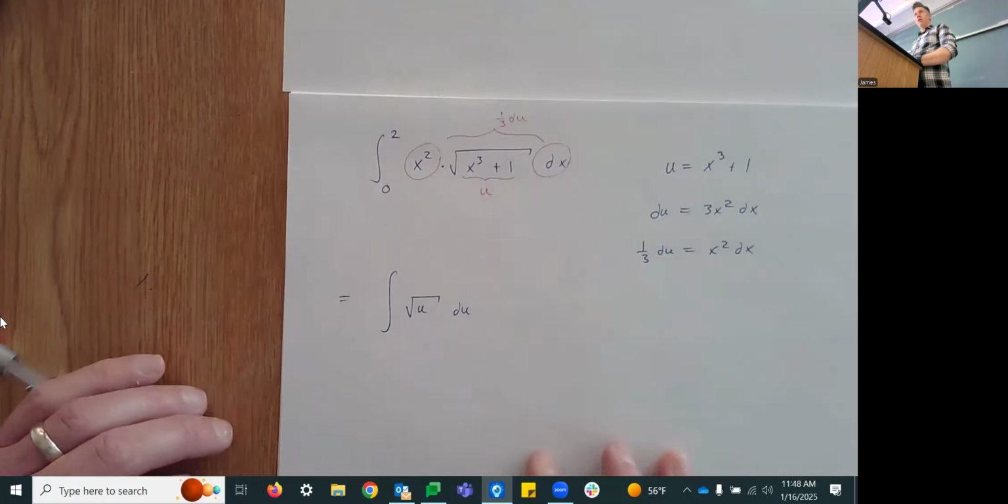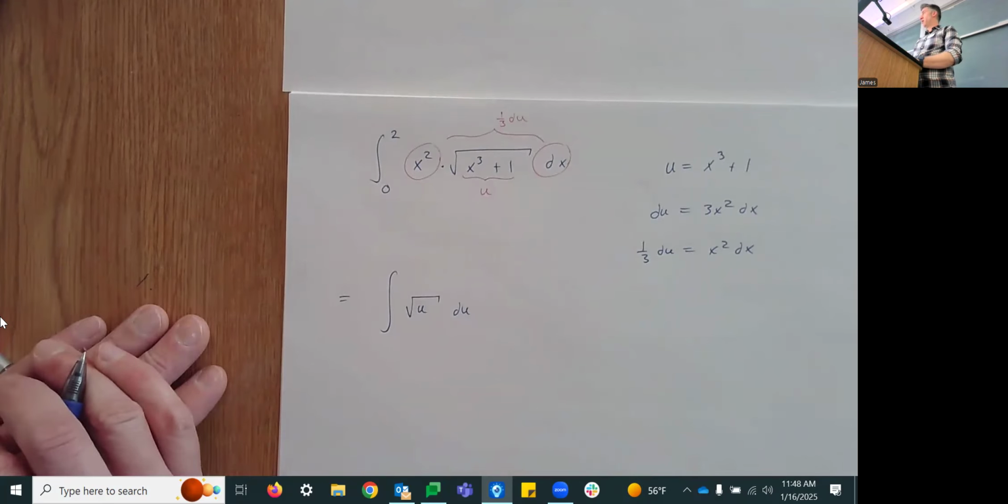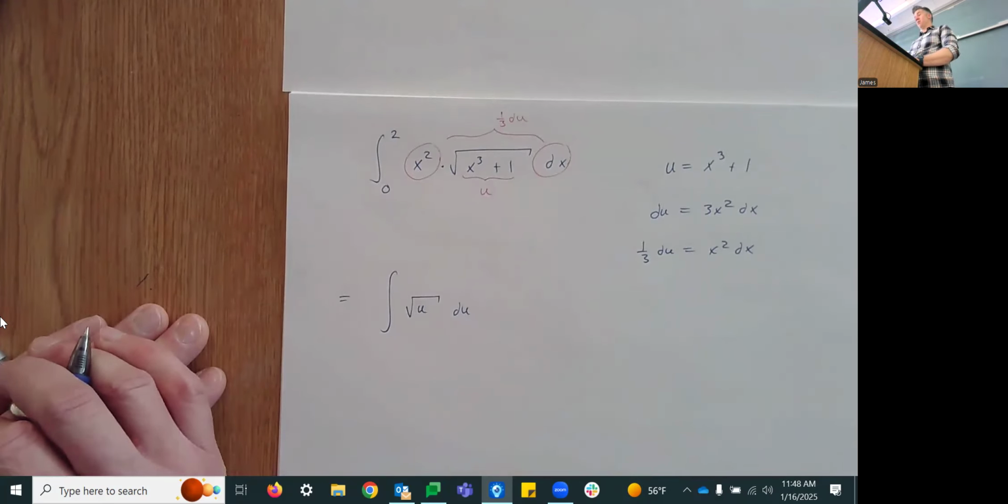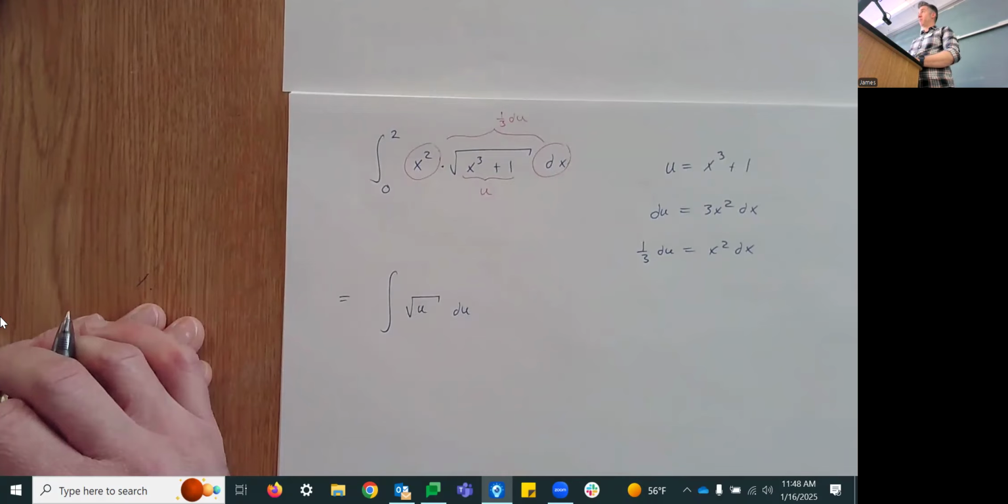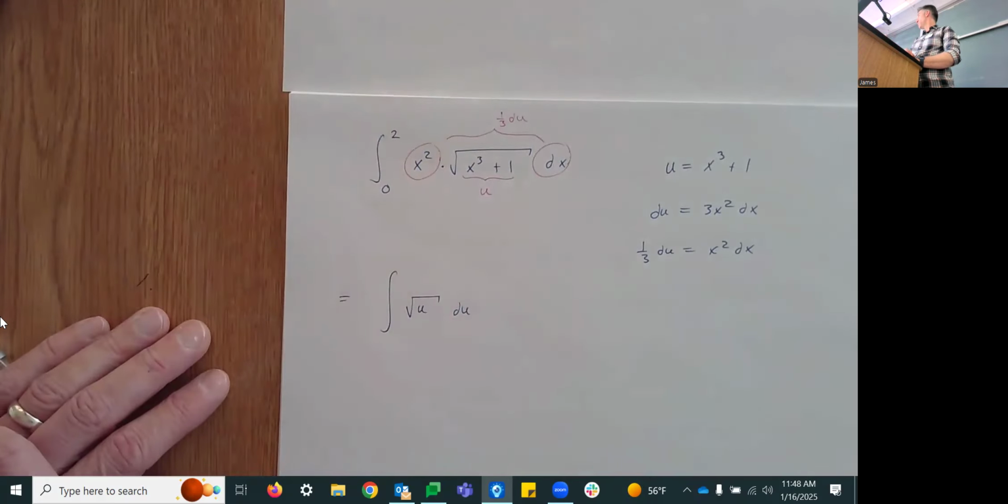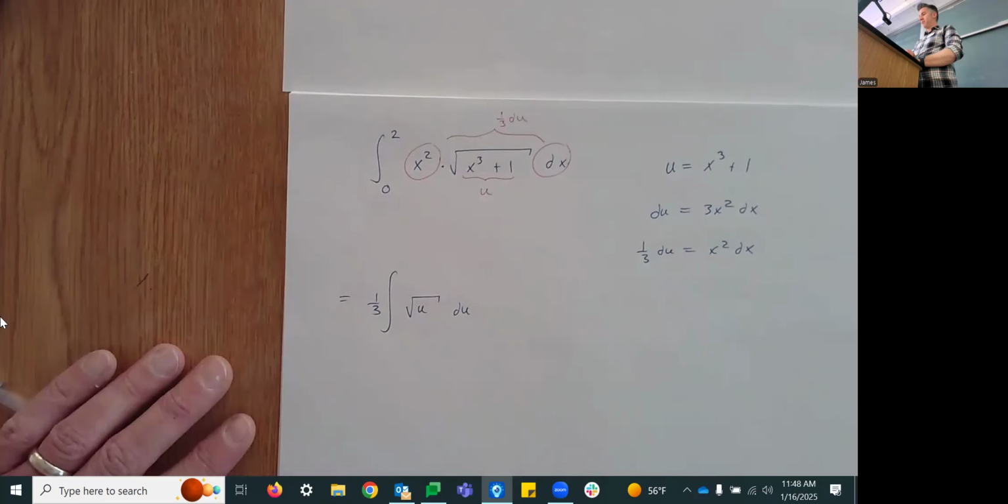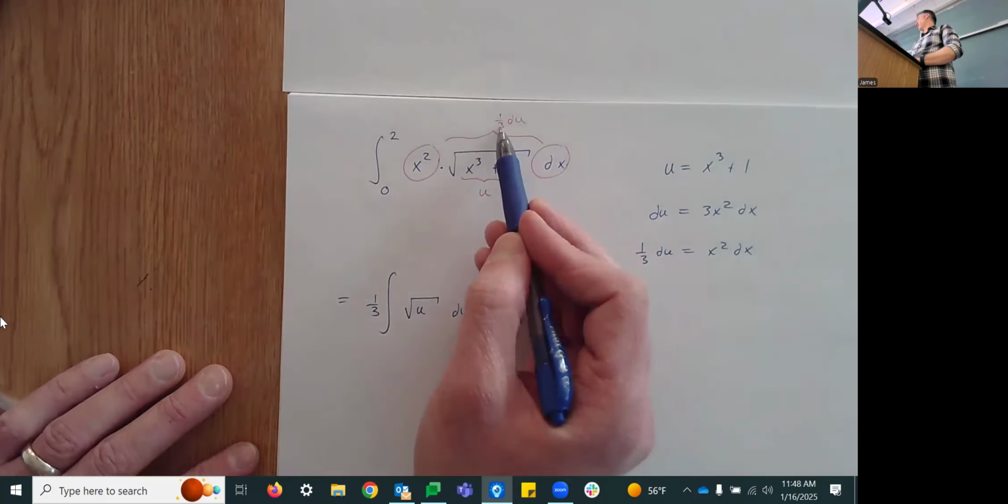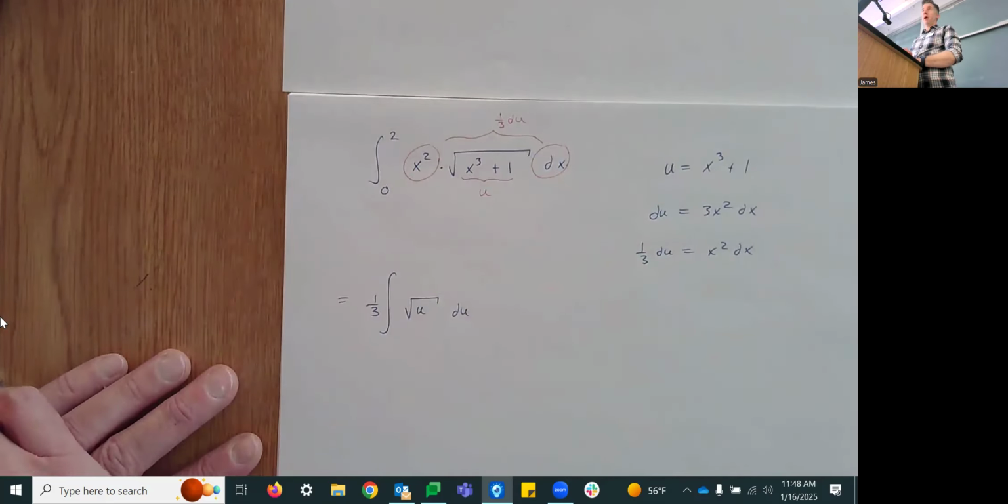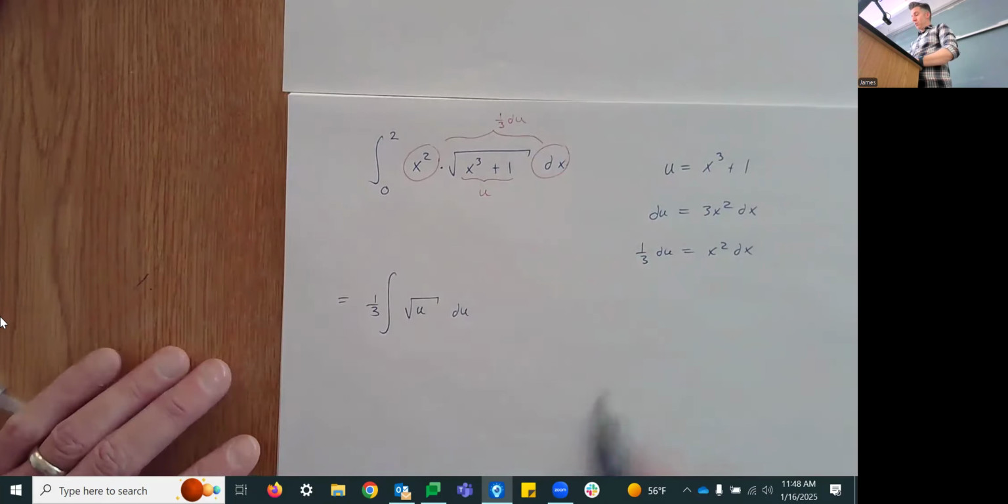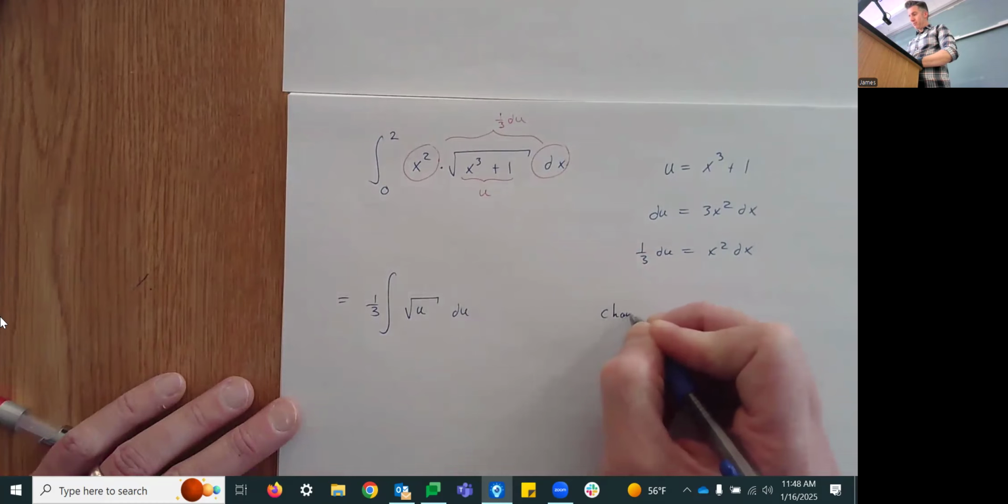Now, what about the limits of integration? Well, you have choices. My personal opinion is the best choice is to change them. Question? Oh, what about the 1/3? I forgot it completely. Thank you. Yes, I even wrote it right there. I shouldn't have forgotten it. Okay. So my opinion is we should change the limits of integration.